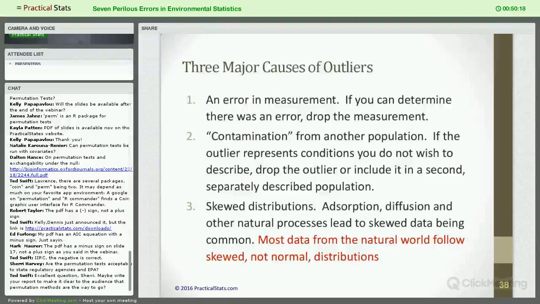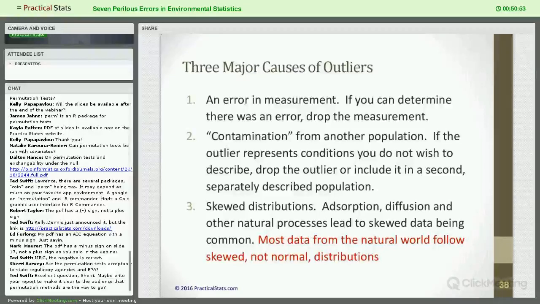So if you find that there's an error, fix it or drop it if you can't fix it. But there's other sources as well. Contamination is the semi-statistical term where you have another population, another different set of data that have different characteristics, and they're blended together. So you have some background data, and then you have 1 or 2 or 3 values that actually have received contamination. Maybe they're over on one corner of the site. And so when you put all those together, the others look like they are outliers.